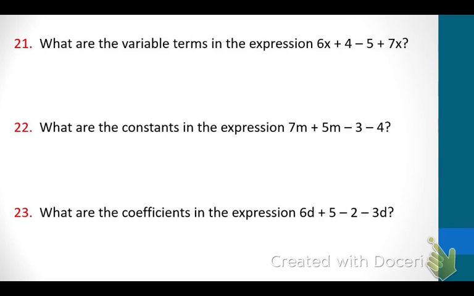Now let's talk about this. What are the variable terms in the expression 6x plus 4 minus 5 plus 7x? I want you to take your pencil and underline the like terms. We know that this is the x family, and these are the numbers that stand alone. If you did not underline and circle in your notes, I want you to do that for me, please.